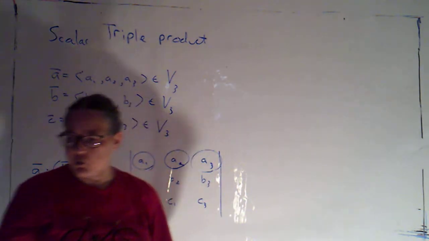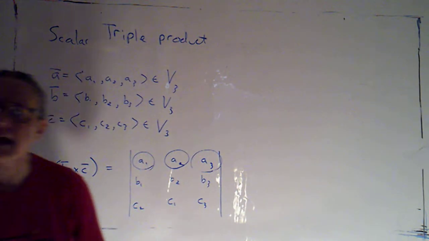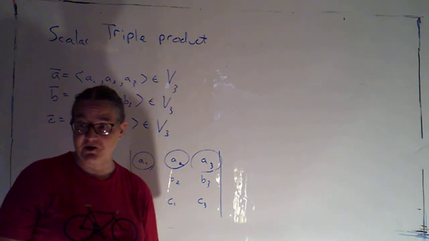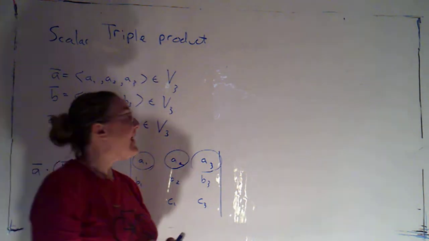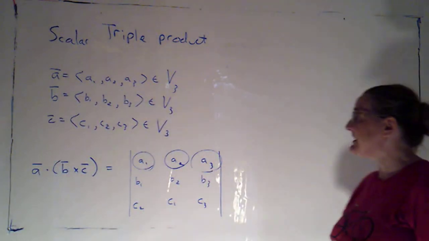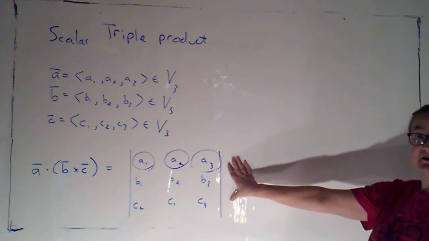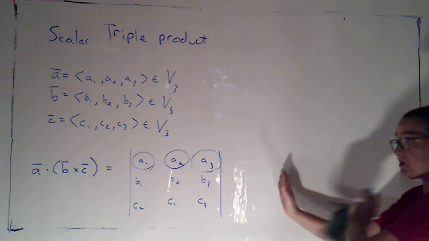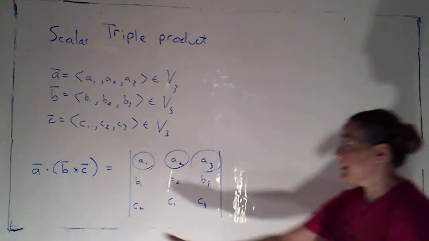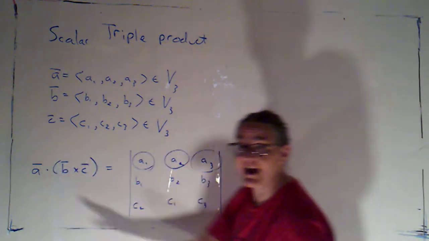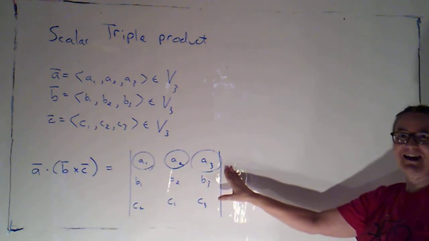What I want to do is prove, in the case that we get a non-degenerate parallelepiped, that the volume of that is actually just the absolute value of the scalar triple product. Now the scalar triple product could be positive or negative, because I know dot products can be positive or negative, and I know determinants can be positive or negative.